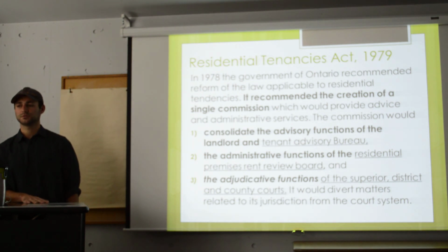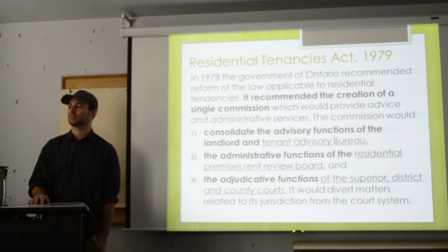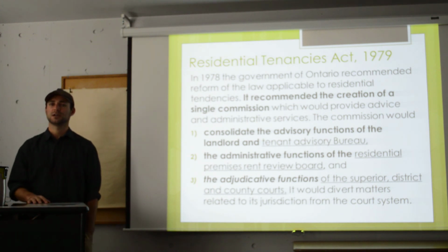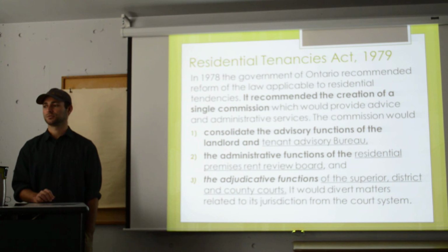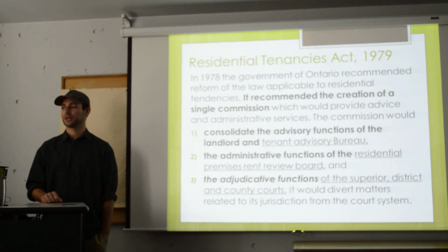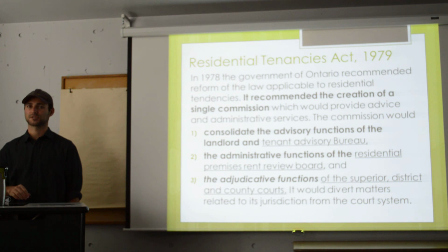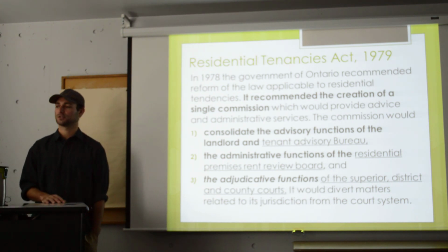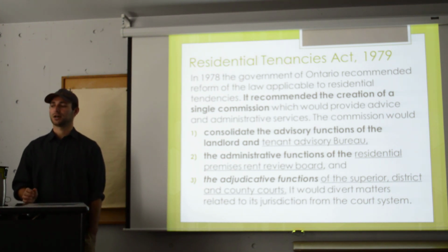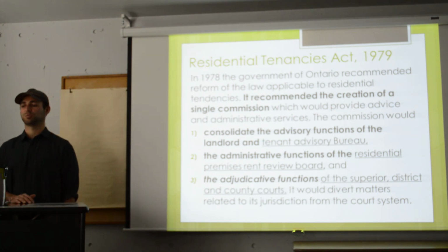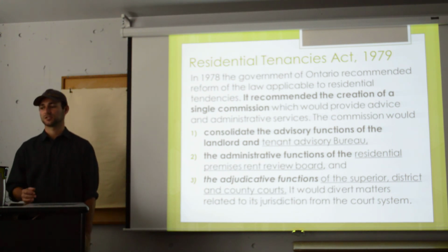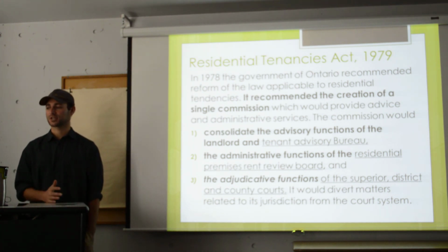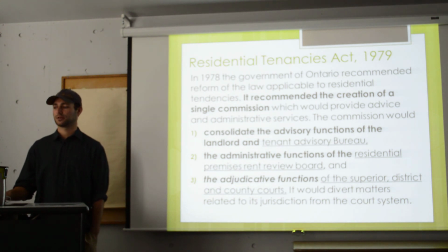Which brings us to the Residential Tenancies Act, one of the main points of this chapter, 1979. In 1978, the government recommended the creation of a single commission to deal with residential tenancies, and they would provide advice and administrative services. So it would consolidate the advisory function of the Tenant Advisory Bureau and the administrative functions of the Residential Premises Rent Review Board and the adjudicative functions of the Superior, District and County Courts, thus diverting a lot of matters away from the general court system.